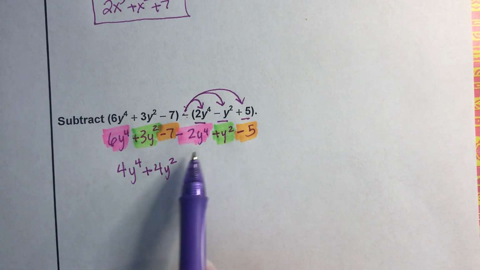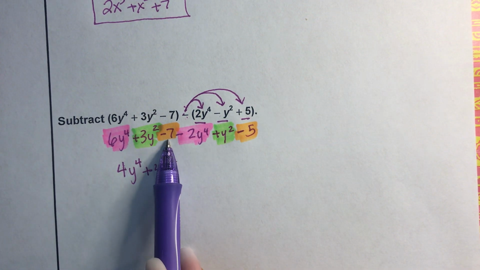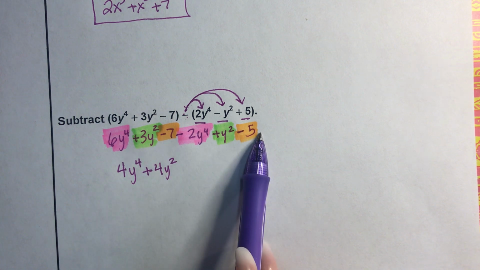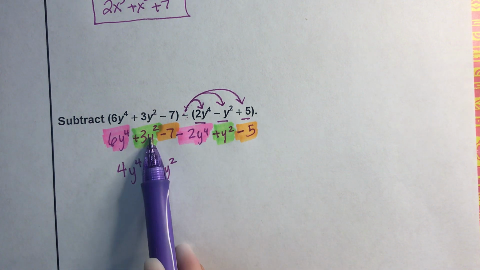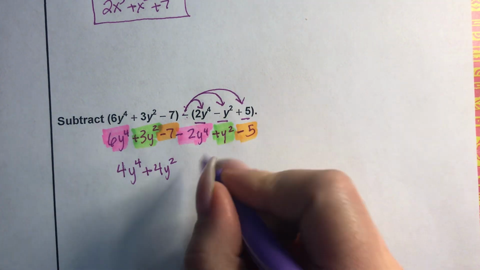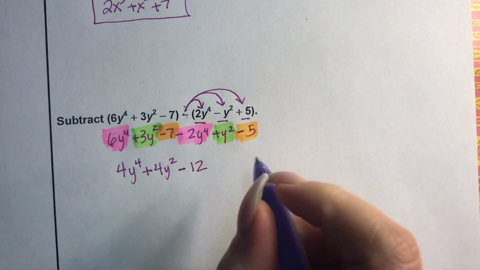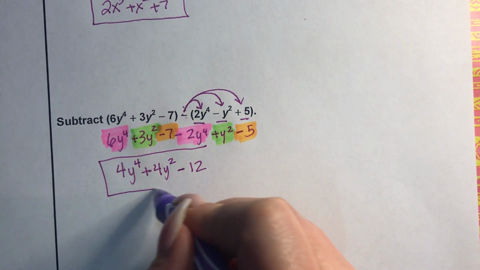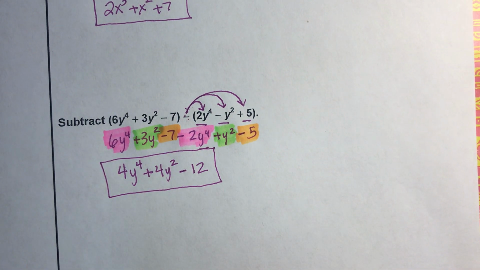And then lastly, we just have the constants, which is a negative 7 minus 5. So we have those two negatives, so we add them, 7 plus 5, which is 12, and it's negative. And that's it. There is our answer.